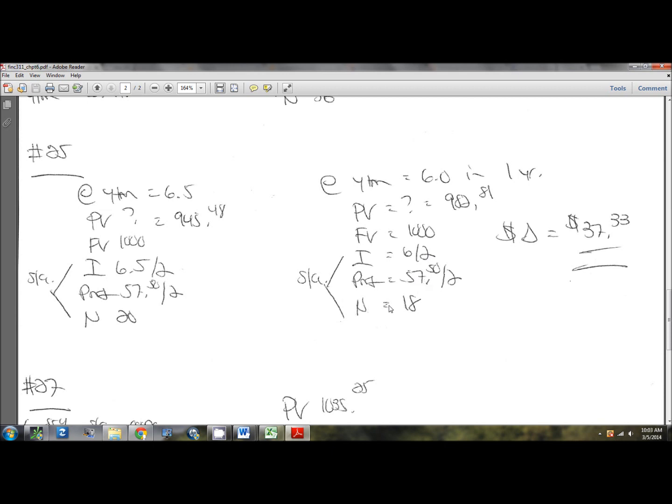And then N is going to be 18, because if 1 year has passed, that means 2 semi-annual periods have passed. So you now have moved from having 20 semi-annual periods left to 18 semi-annual periods left. So the new price of the bond is $982.81, and so your dollar change is found by simply taking $982.81 and subtracting $945.48. So you get $37.33.